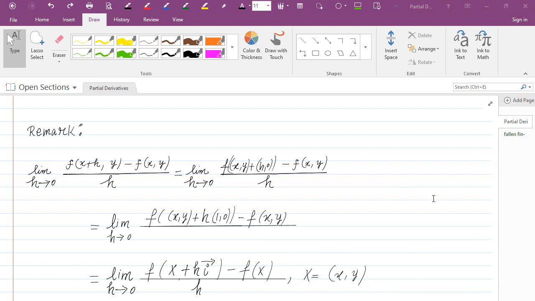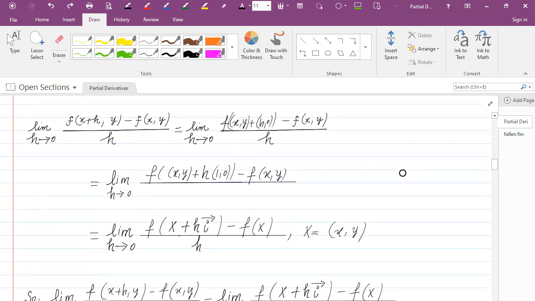Okay, so now I want to make a remark here. I'm going to rewrite the partial derivative of f with respect to x. Recall that the partial derivative of f with respect to x is defined by this limit here. Now I'm going to rewrite this limit. Here I have f of x plus h comma y. I am going to rewrite the input x plus h comma y as x comma y plus h comma 0. Notice that if I add x, y, and h, 0, then I get x plus h comma y. So I can write x plus h comma y as (x, y) plus (h, 0). Now I'm going to rewrite (h, 0) as h times (1, 0).